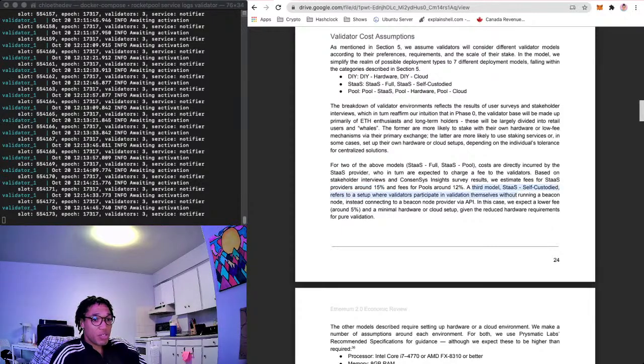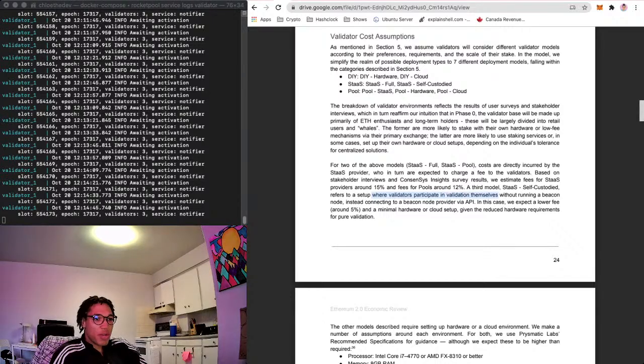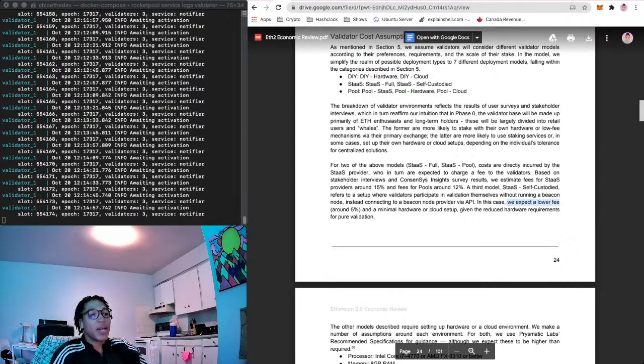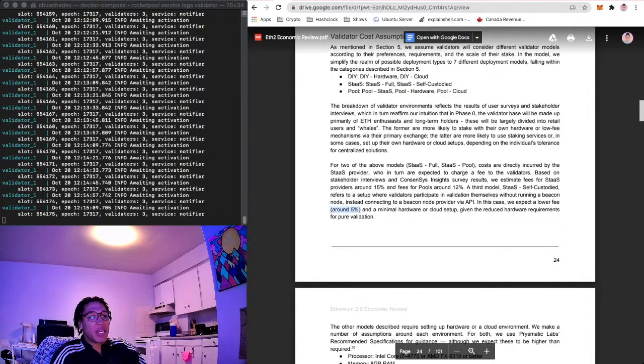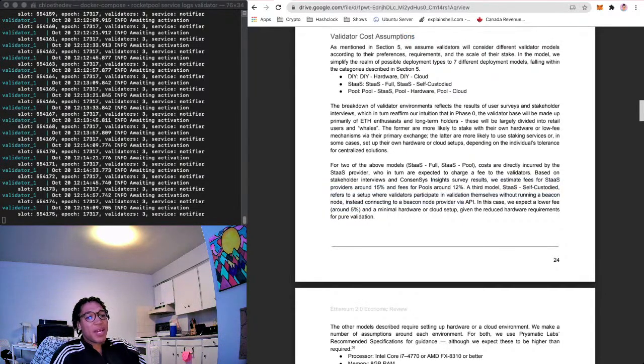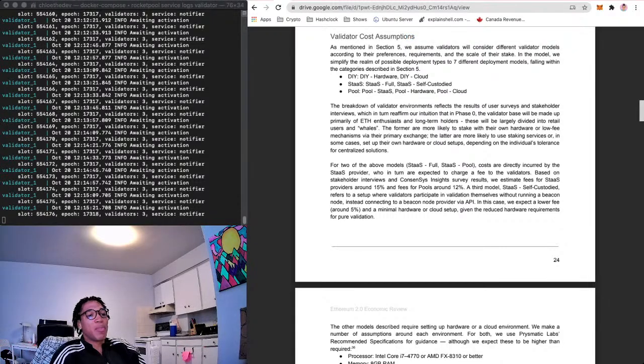A third model where you're self-custody, where you're validating without running a beacon chain, instead connecting up to a beacon node via API. In this case, we expect a lower fee around 5%. Okay, and this is pretty much what I plan to do, have a beacon node and an API, but I plan on making it relatively free. I don't really see the point of charging maybe 1% just for uptime requirements, but I plan on being up anyways for myself for experimental reasons.